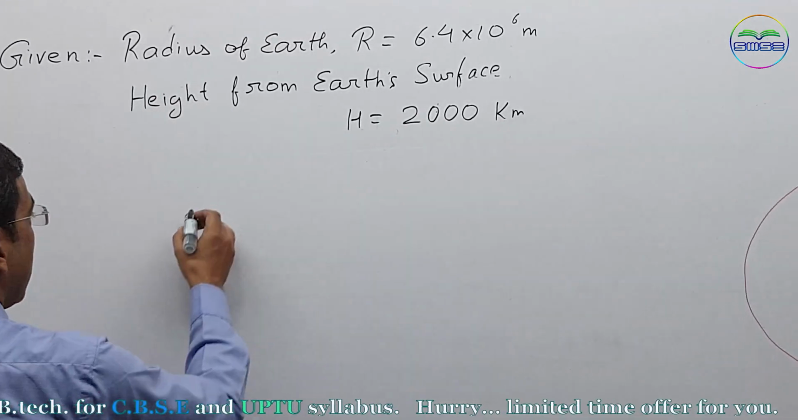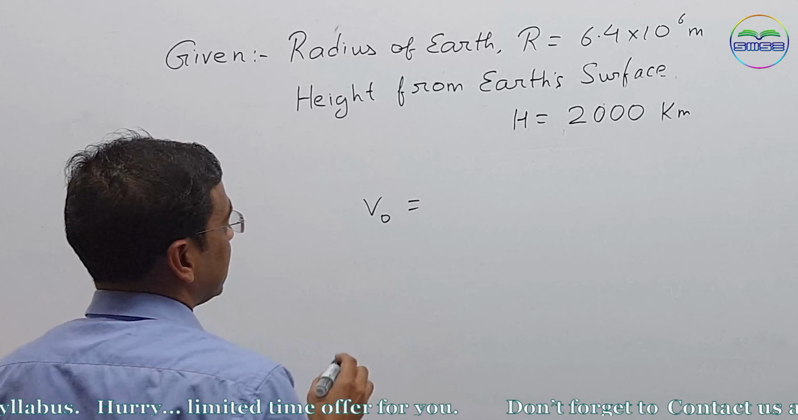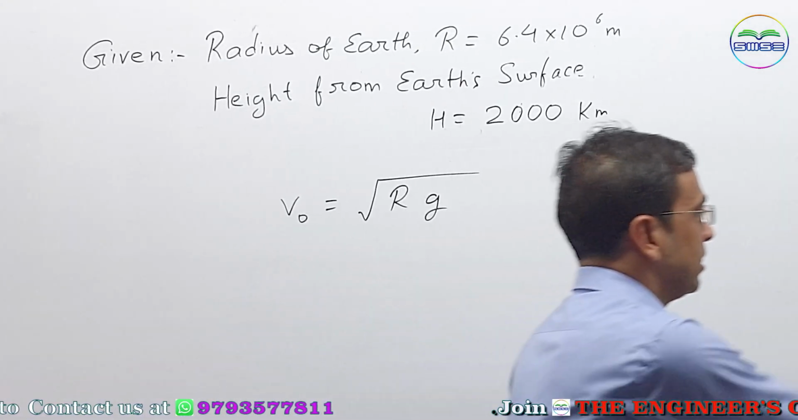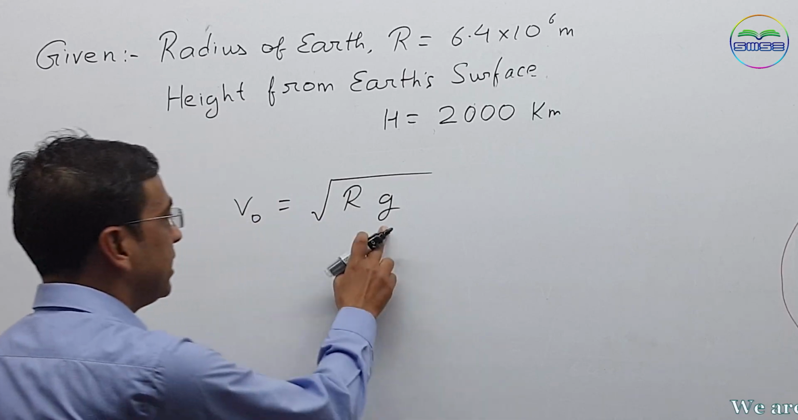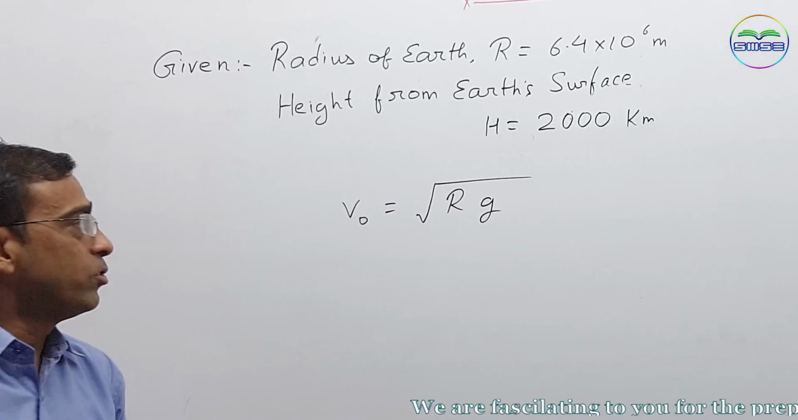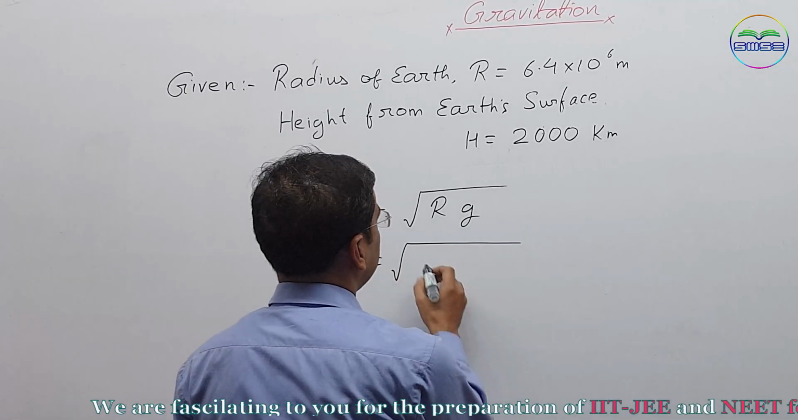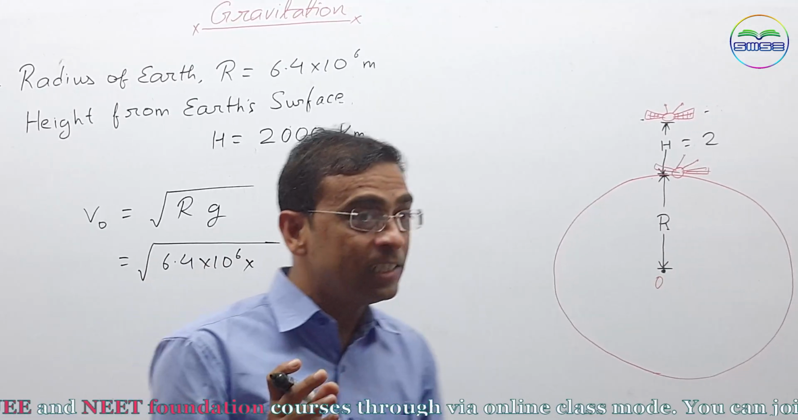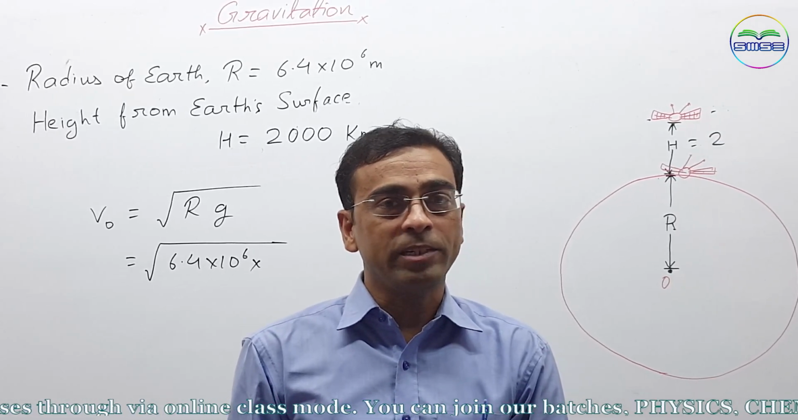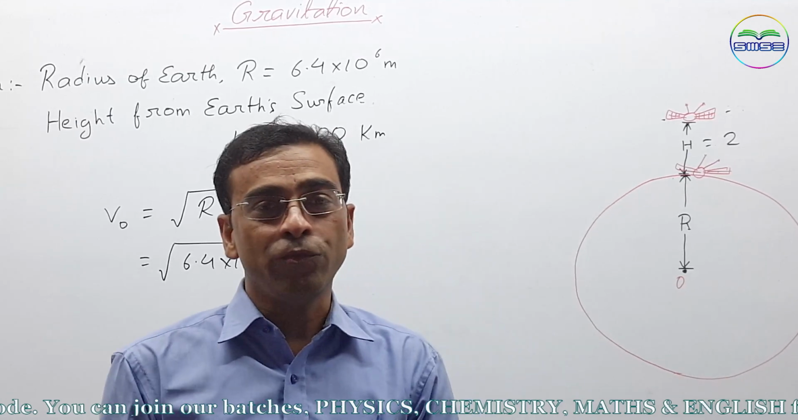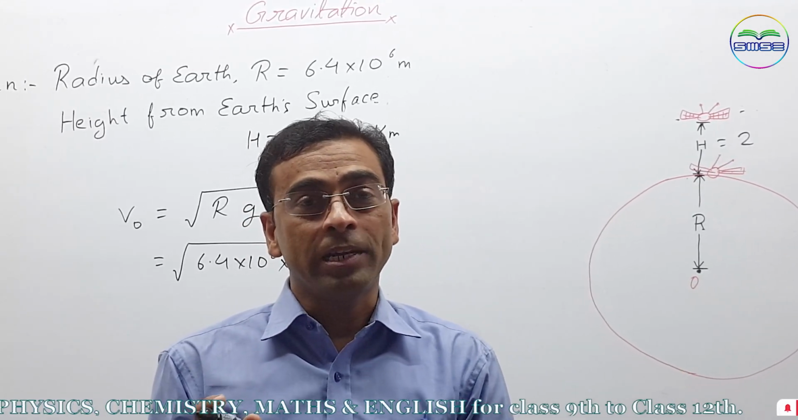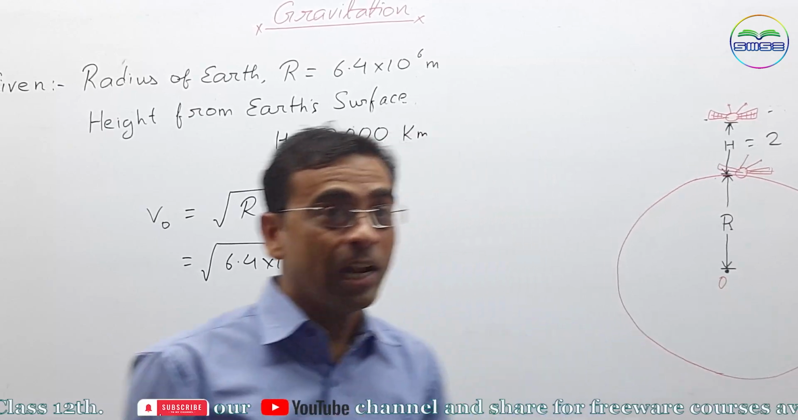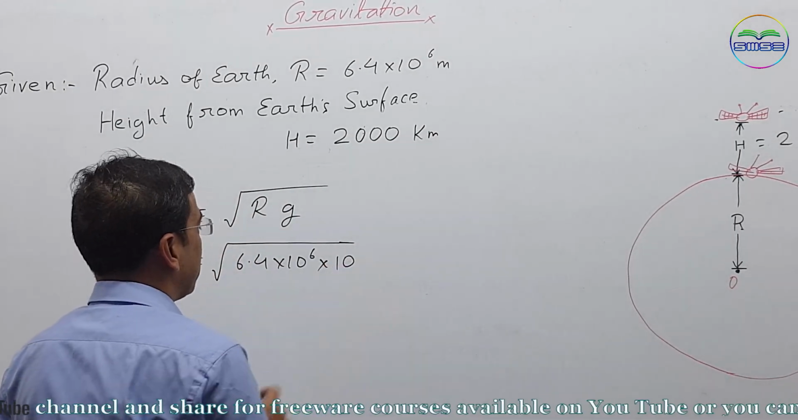So, as we know, orbital velocity is equal to the square root of Rg, where R is the radius of Earth and g is gravitational acceleration. So we have radius of Earth as 6.4 into 10 to the power 6, and gravitational acceleration is equal to 9.8 meter per second square, but for convenience we are putting 10 meter per second square in place of 9.8 meter per second square. So we have gravitational acceleration equal to 10 meter per second square.